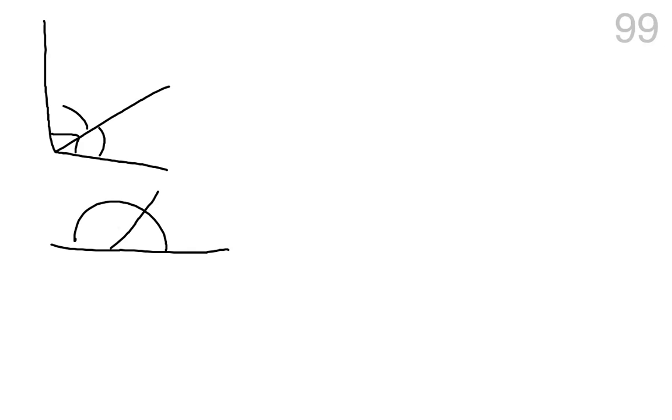How many degrees in a straight line? 180. Good. You can look at it as a half a circle, right? How many degrees in a whole circle? 360. So then a half a circle would be 180.